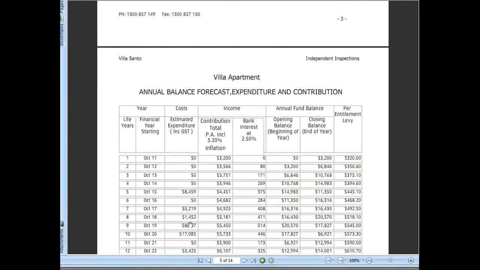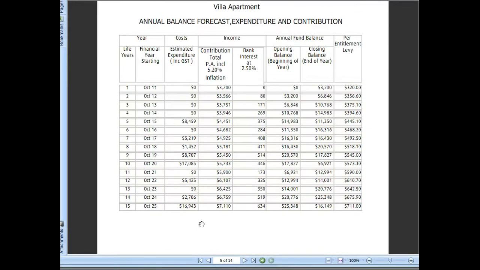Alright, so from here, this is the forecast over the next 15 years. So we can see there was no money in the bank in the first year. Now there was 10 lots. So to maintain that building over the 15 years, they're going to need to put aside $3,200 in the first year. And what we've done, we've allowed 5% inflation. So the levies will go up 5% a year to allow for that over that 15-year period of time. And from that, we've got bank interest here at 2.5%. Okay, so then the money they've got sitting in the bank can help reduce some of your levies over that period of time.